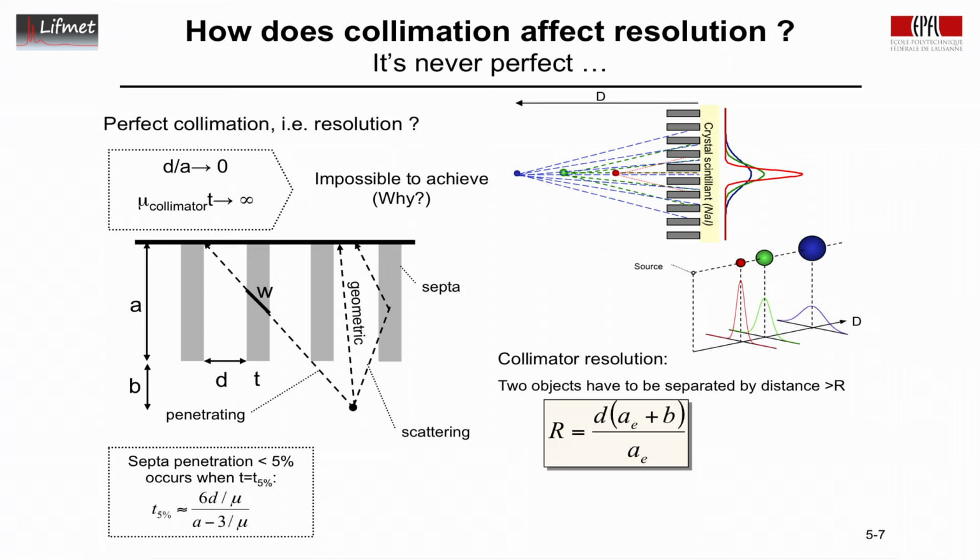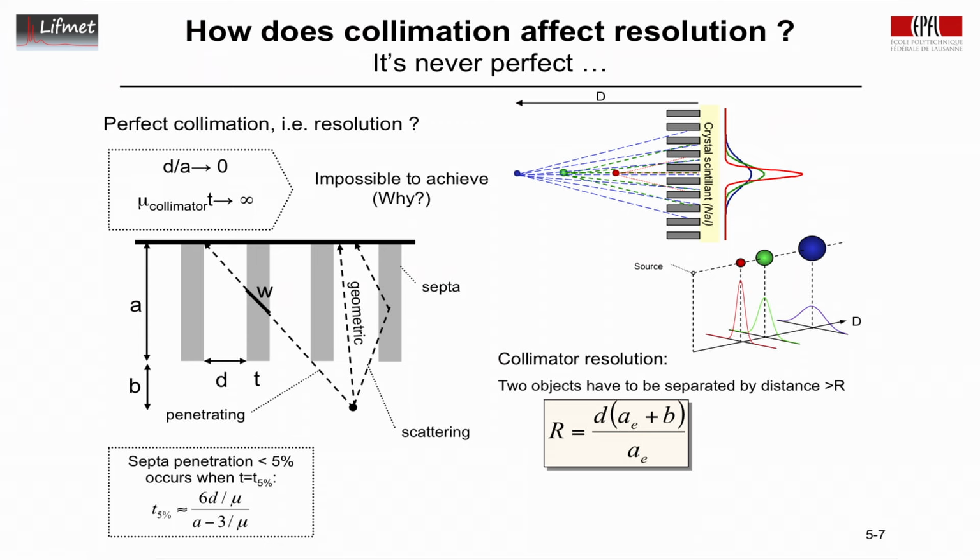So does this make sense? The further the collimators are apart, the bigger is R, so the poorer is the resolution. The longer the septa are, the longer is A, the smaller is R, so the better is the resolution. And finally, the closer the object is to the collimator, the smaller is B, the smaller is also R, and the better is the resolution.